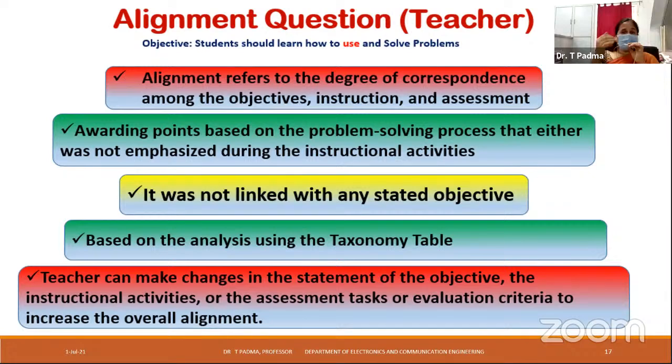It was not linked with any of the stated evaluation criteria to increase the overall alignment. So this overall alignment can be properly done if the teacher makes proper changes in the taxonomy itself, so that for the procedure we are providing 50% of this. So those types of corrections are the alignment.